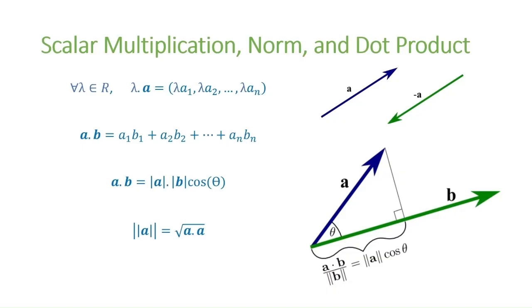Now here is the key idea. The dot product tells us how aligned two vectors are. If the angle between the vectors is 0 degrees, they point in the same direction. In this case, the cosine is 1, and the dot product is as large as possible. If the angle is 90 degrees, the vectors are perpendicular. The cosine is 0, so the dot product is 0. This means the vectors are orthogonal, or completely unrelated in direction. If the angle is 180 degrees, the vectors point in opposite directions. The cosine becomes negative, and so does the dot product.